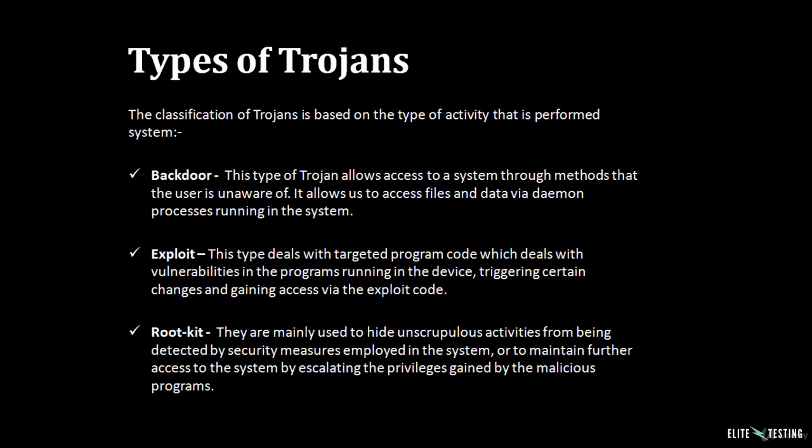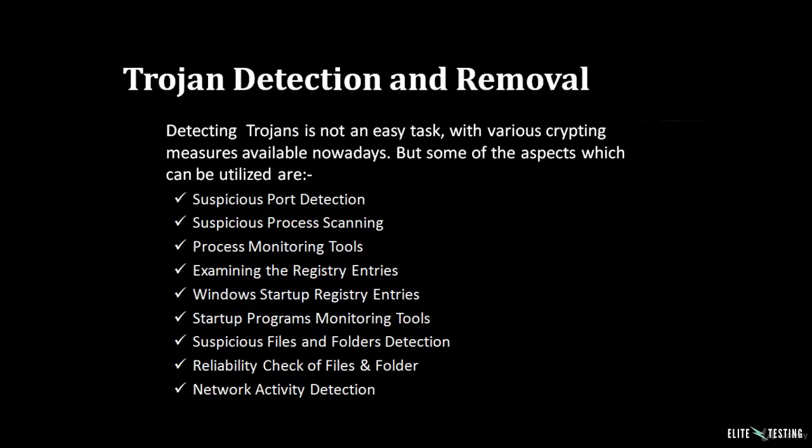Exploit-based Trojans deal with targeted program code which deals with vulnerabilities in the programs running in the device, triggering certain changes and gaining access via the exploit code. Rootkits are mainly used to hide unscrupulous activities from being detected by security measures employed in the system, or to maintain further access to the system by escalating the privileges gained by the malicious programs.